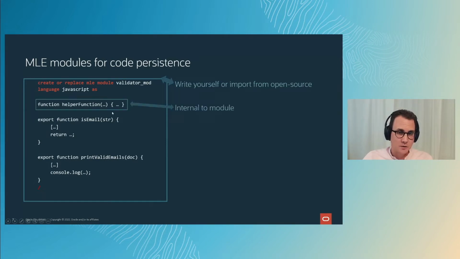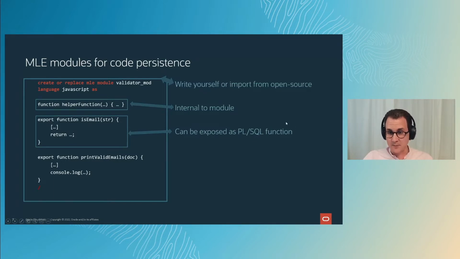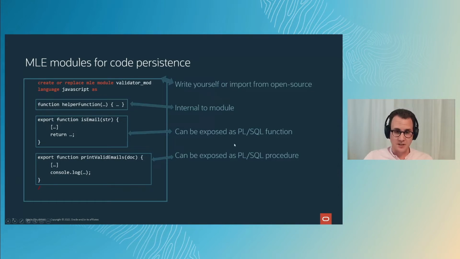That means you can have internal functions that are just used within the module itself. And you can also have functions that get exported and which have an export keyword here, like this isEmail function, which returns something in the end. So since it returns something in the end, it can be exposed as a PL/SQL function. When we look at this JavaScript function, printValidEmails, it doesn't return anything. In JavaScript, it's still called a function, because in JavaScript, functions and procedures are both called functions. But on the PL/SQL side, you would then expose this as a PL/SQL procedure.